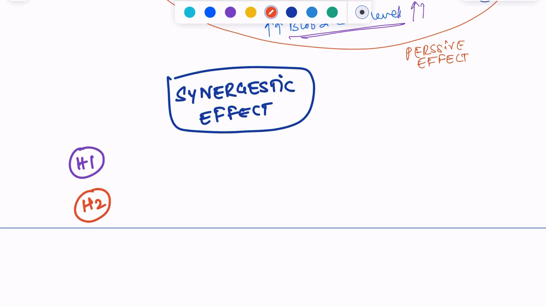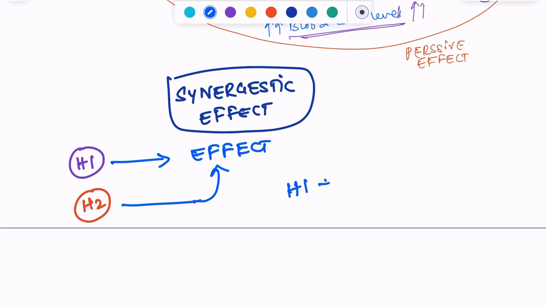Hormone 1 was having some effect, this is one effect, and hormone 2 was having a similar effect when they are acting individually. But when both hormone 1 and hormone 2 are acting together, the effect is more. That is the synergistic effect.